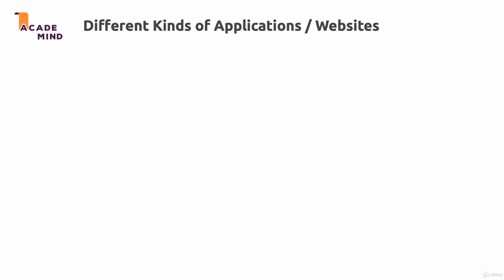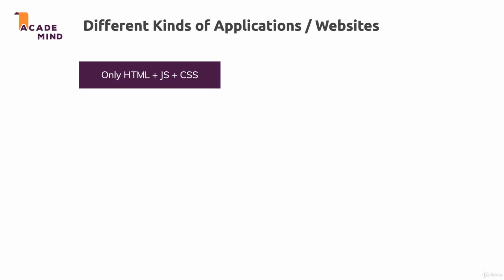So let's dive into some theory first. It's important to understand that there are two main kinds of web applications, websites you could be building. One is a website that only consists of a bunch of HTML files, some JavaScript, and some CSS. This is what we actually worked on for the majority of the course.